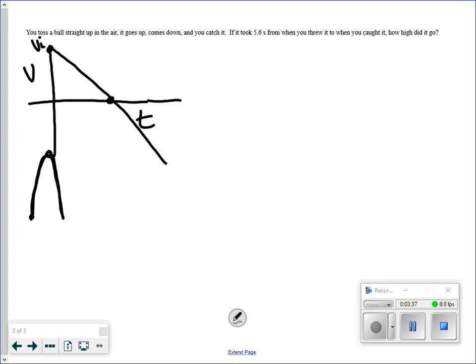All right, my slope of the line is negative 9.81 meters per second squared, because that's my acceleration due to gravity. Even though they don't tell me that, it's assumed that you know this. Okay, so what else do they tell us in the question? It takes 5.6 seconds from where you toss the ball up in the air. Okay, so that means your total time in the air, all the way to here, that's your 5.6 seconds.